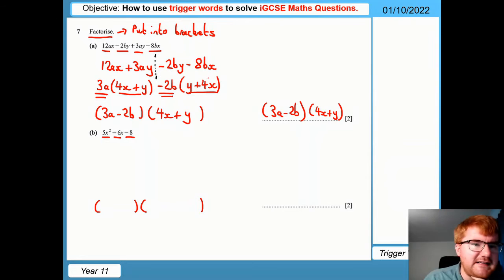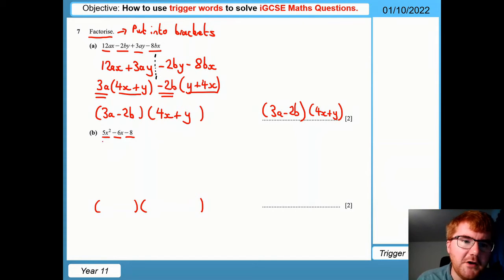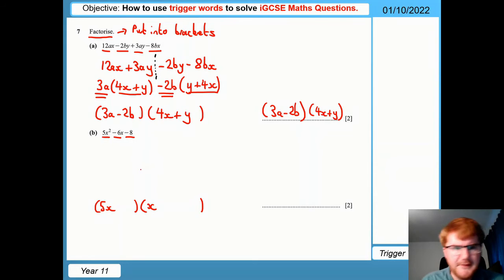With the second question, this is slightly different. So this is a factorizing with a coefficient in front. If you want more detail on this, then do check out the video above. What we know here is we want a 5x squared, so we have to have a 5x and an x here. That's kind of compulsory.